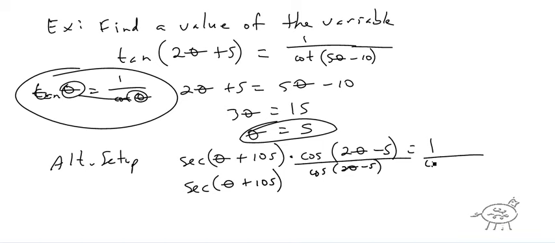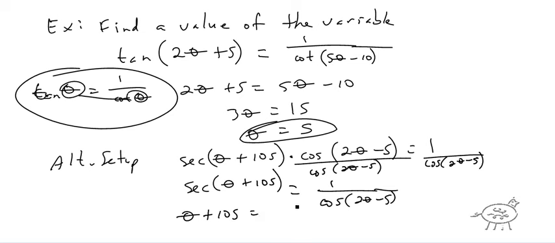Then I get secant of theta plus 105 equals 1 over cosine of 2 theta minus 5. Now I have a problem just like I did before. I set those equal to each other because they're reciprocals. So theta plus 105 equals 2 theta minus 5. I move the theta over, and I add that 5 to both sides. I get theta equals 110. Okay, that's pretty easy.